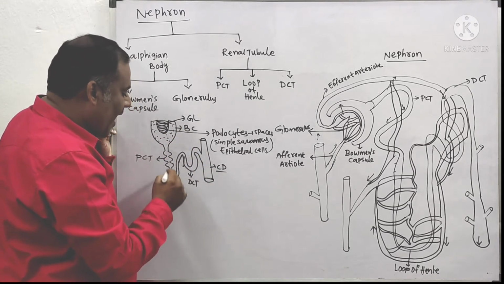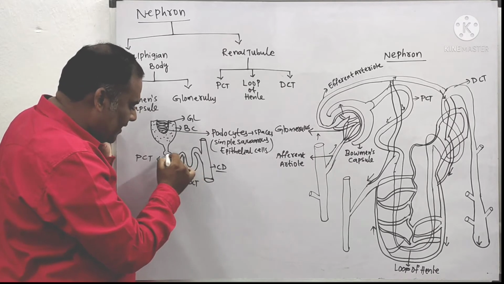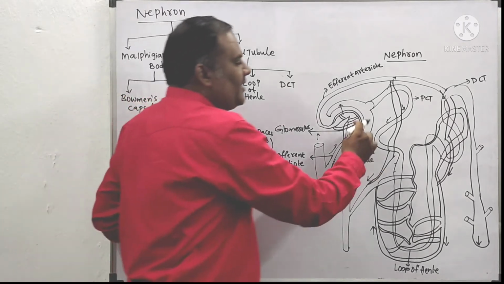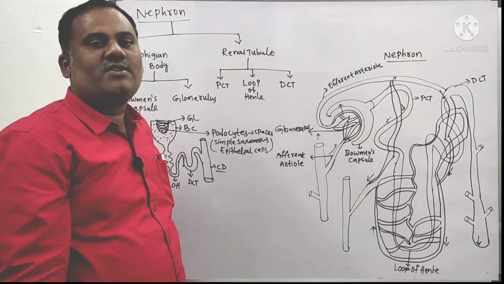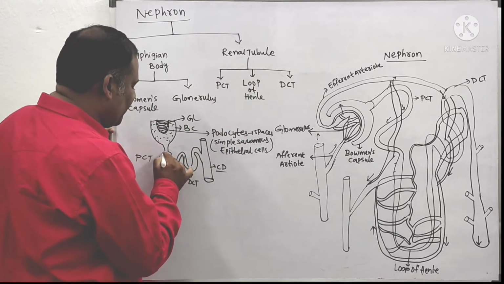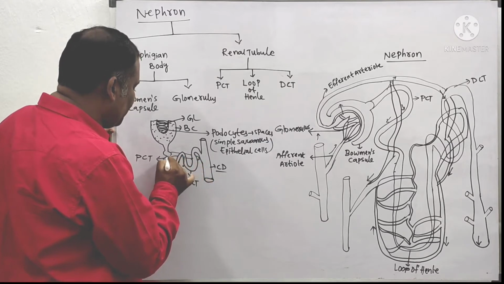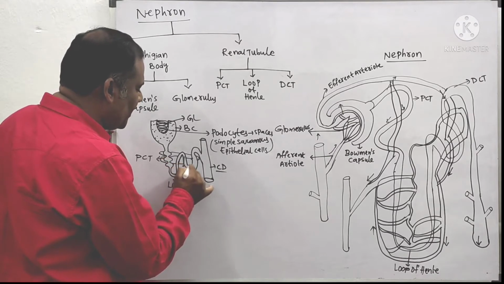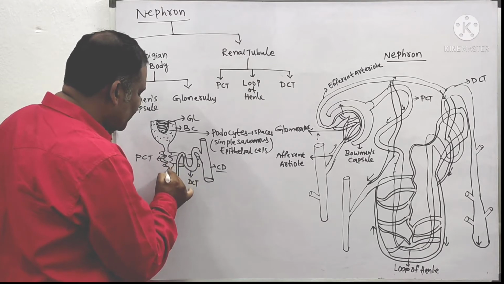Not only that, on the PCT, loop of Henle and DCT, the total tubular portion, you see a fine network of blood capillaries. This fine network of blood capillaries is called the peritubular network. This peritubular network surrounds the tubule completely, present in this manner.